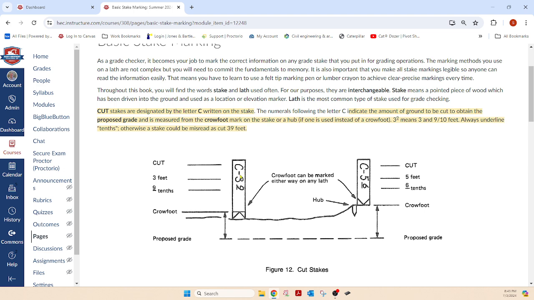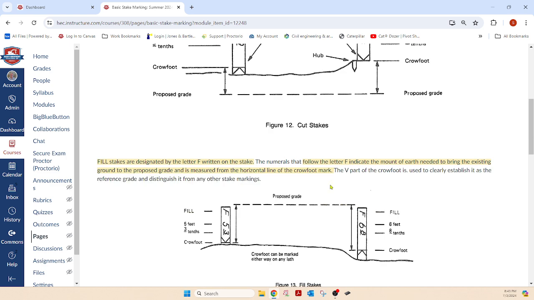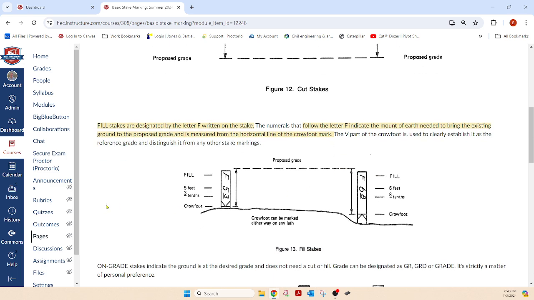But some way we knew that at this point we were going to have to cut 3 and 9/10 to get to the same proposed grade as over here. Over here we're going to have to cut 5 and 6/10. We will get to that. So those are cut stakes. Fill stakes are designated by the letter F. Imagine that. And the numerals that follow the letter F indicate how much we're going to fill in this case.